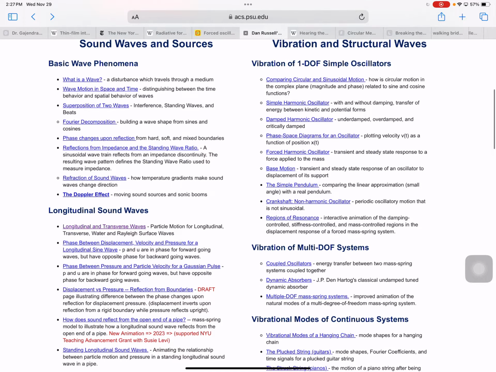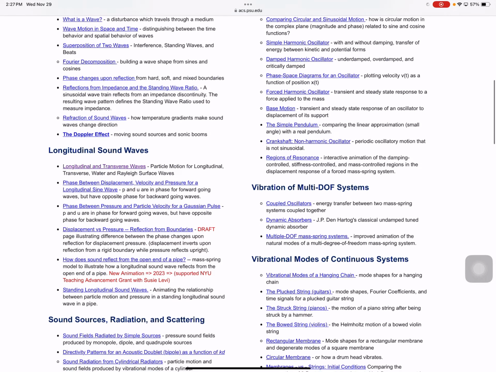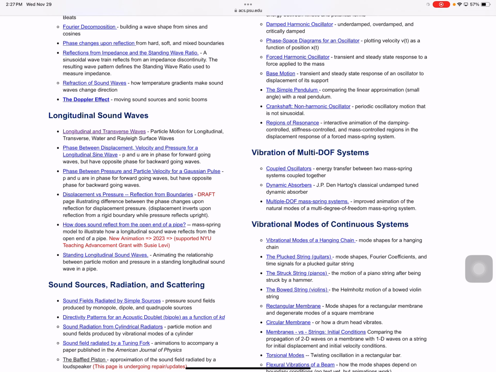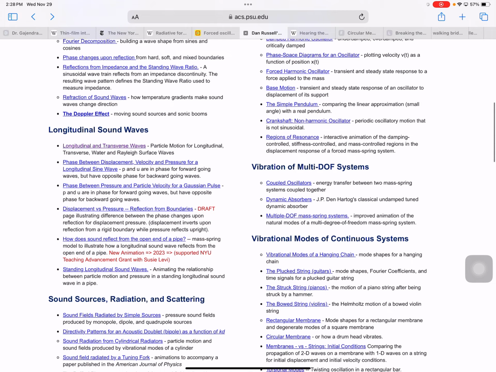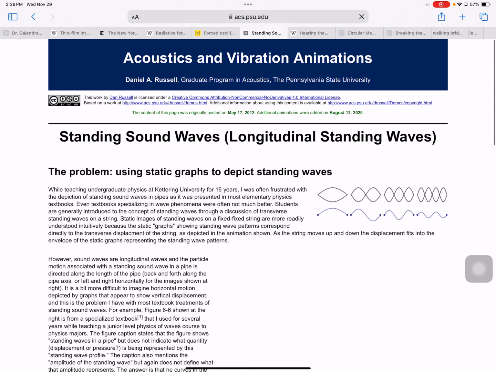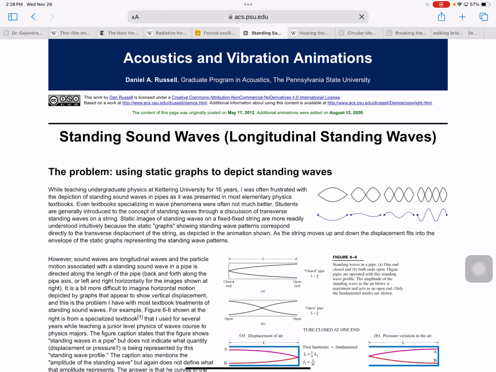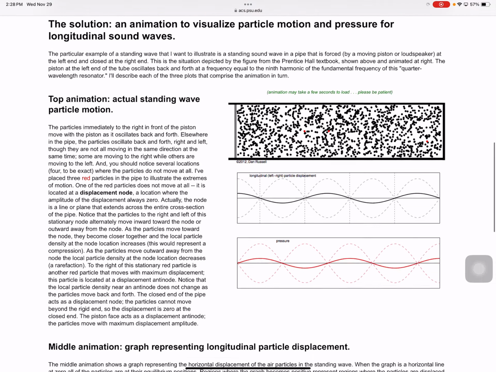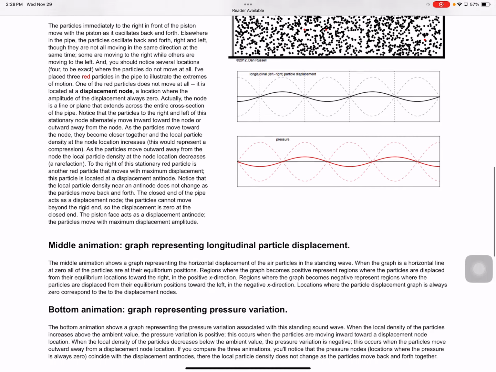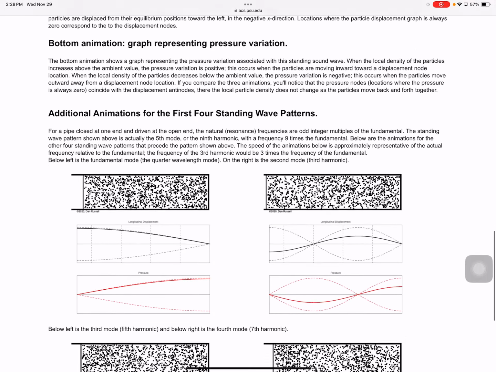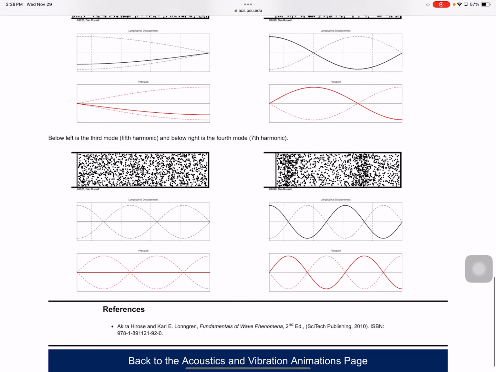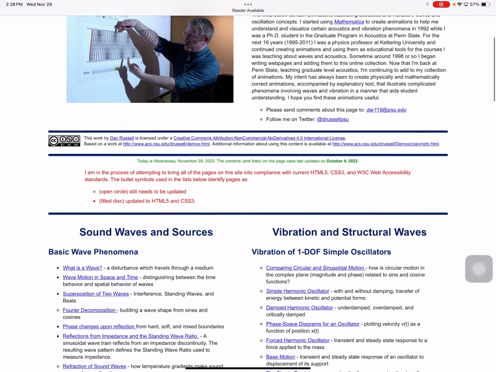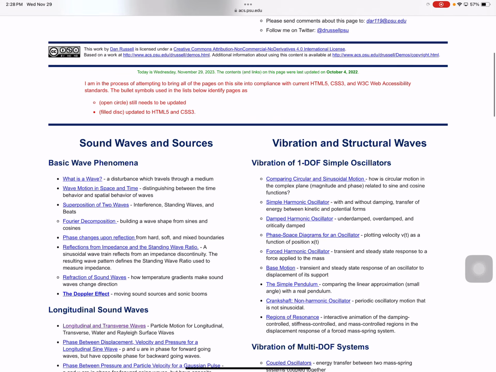Where the heck are standing waves? It says standing longitudinal waves. I don't want that. Oh yeah, there you go.